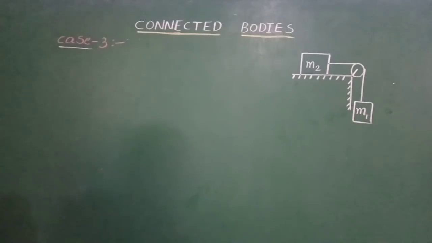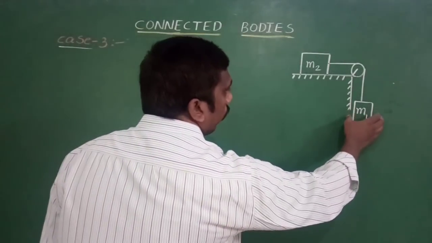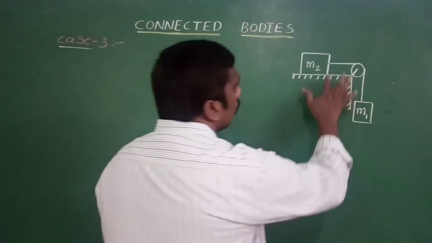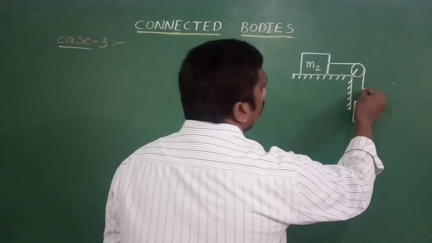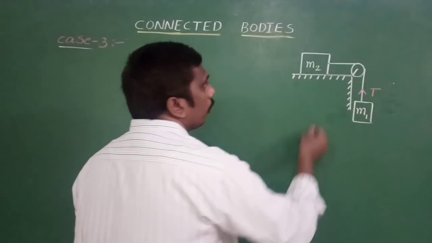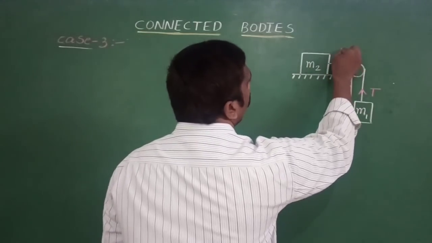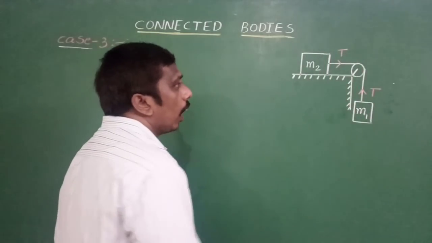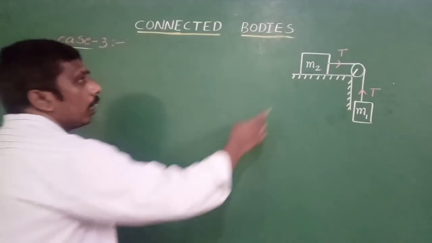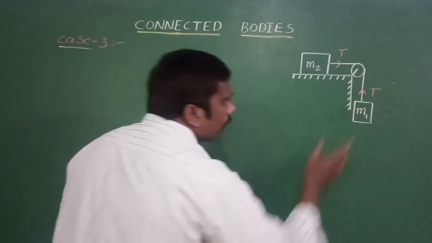Next, case 3. Two blocks, one is hanging vertically, one is placed along the horizontal surface. Both are connected by a light inextensible string passed over a frictionless pulley. First we see forces acting on the bodies. Two bodies are connected by a string. That's why tension is acting in this string. This tension tries to pull m1 in the upward direction and m2 towards the right. And its weight is acting in the downward direction. Here one more normal reaction is acting, but here there is no normal reaction.